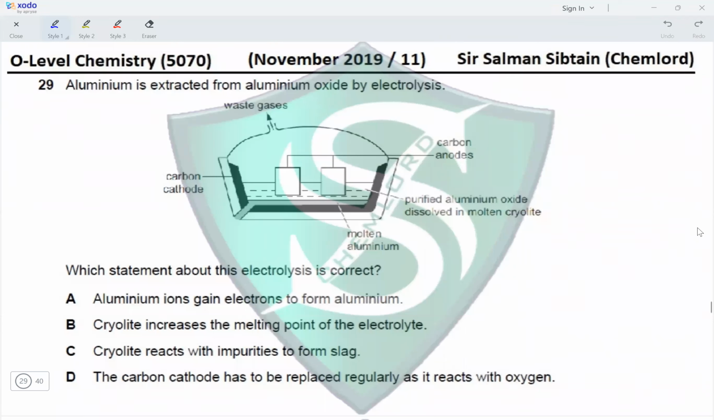Question 29. Aluminum is extracted from aluminum oxide by electrolysis. Which statement about this electrolysis is correct? Aluminum ions gain electrons to form aluminum. Yes, aluminum ions have a charge of 3 positive. They will gain 3 moles of electrons producing aluminum metal. So they are gaining electrons to form aluminum. Cryolite increases the melting point of the electrolyte. No, cryolite is used to decrease the melting point of bauxite or Al2O3. That is why bauxite is dissolved in cryolite.